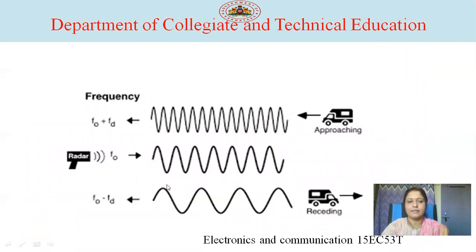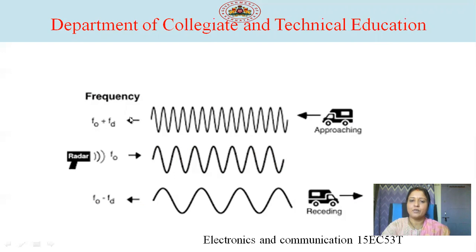Same here, this is the radar station. It is radiating the signal, for example, f0, towards the target. Now, first condition, let us assume the target is moving towards the radar station. This is the target, moving towards the radar station. Then what will happen? This is the transmitted signal towards the target.